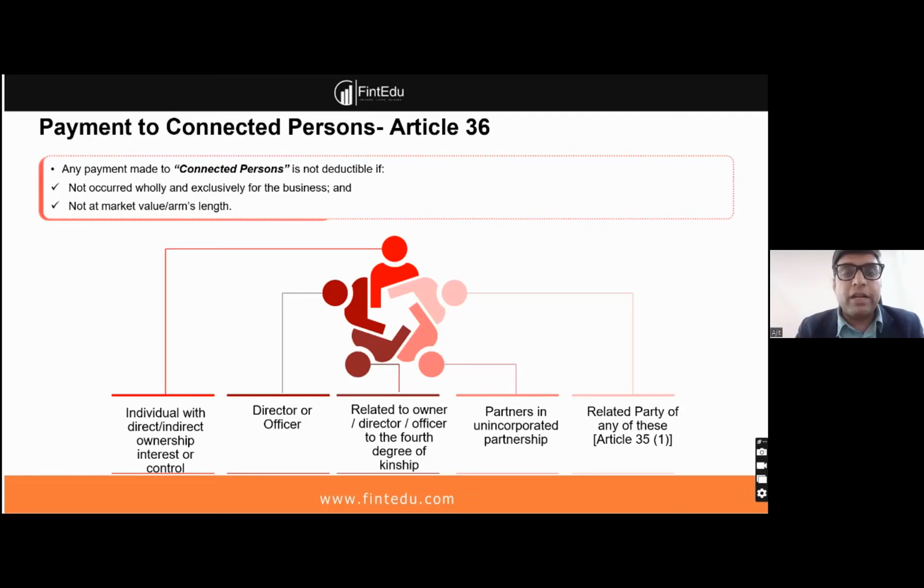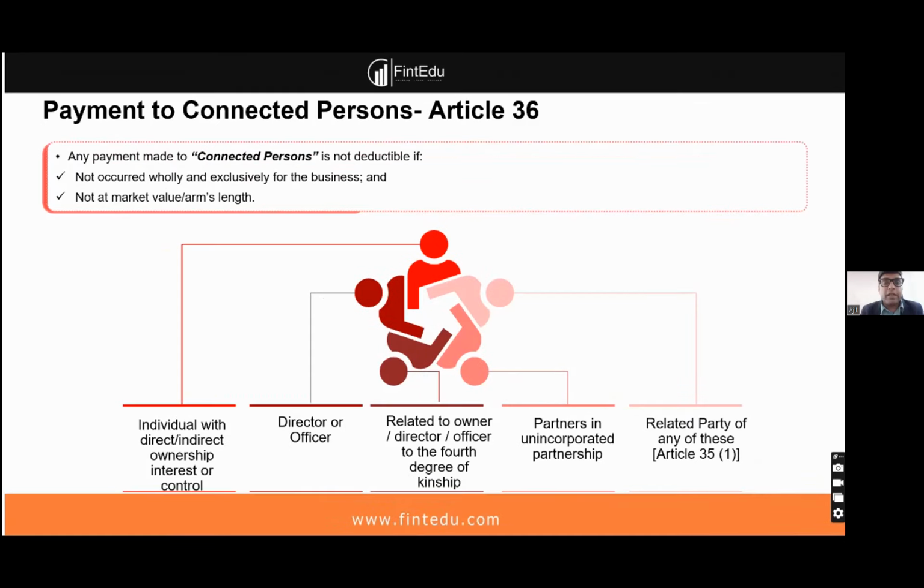Connected person can be individuals with direct or indirect ownership, the first type of people. Second is the director or officer. Now, officer is not defined in the law. Officer can be a broad term. A general manager can be an officer, a VP or a business head can be an officer. But if we talk about the intent of the law, a practical approach can be taken. A person who basically has significant or decision making power can be considered as an officer. So this is very important to evaluate when identifying who are the connected persons.